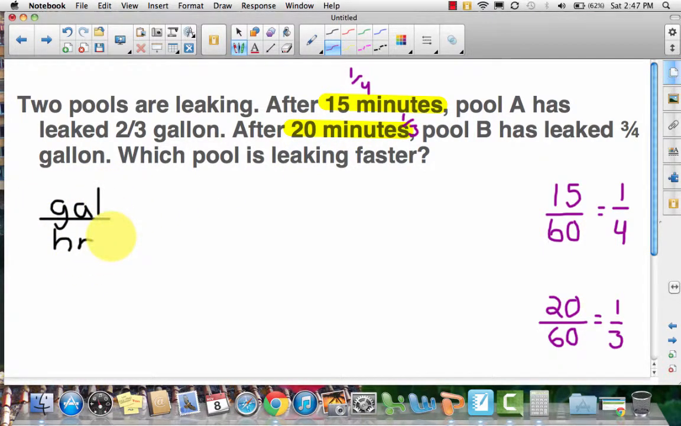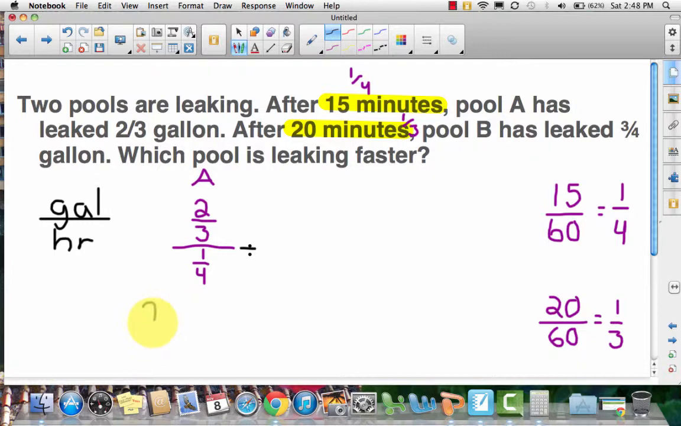unit rate, gallons per hour. So if we start with pool A, I know that pool A leaked 2/3 of a gallon in 1/4 of an hour. So 2/3 of a gallon would be my numerator, and that takes place over 15 minutes, or 1/4 of an hour. And we learned earlier that a complex fraction is really just a fancy looking division problem. So this is really asking me, what is 2/3 divided by 1/4?